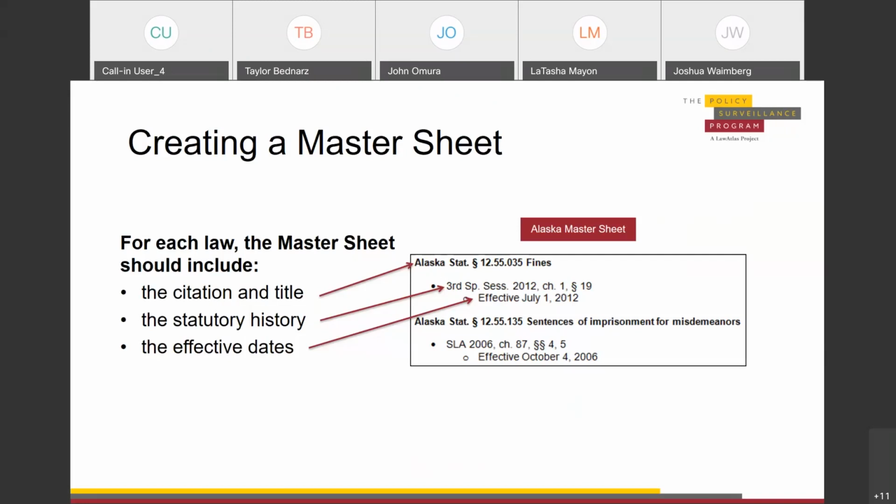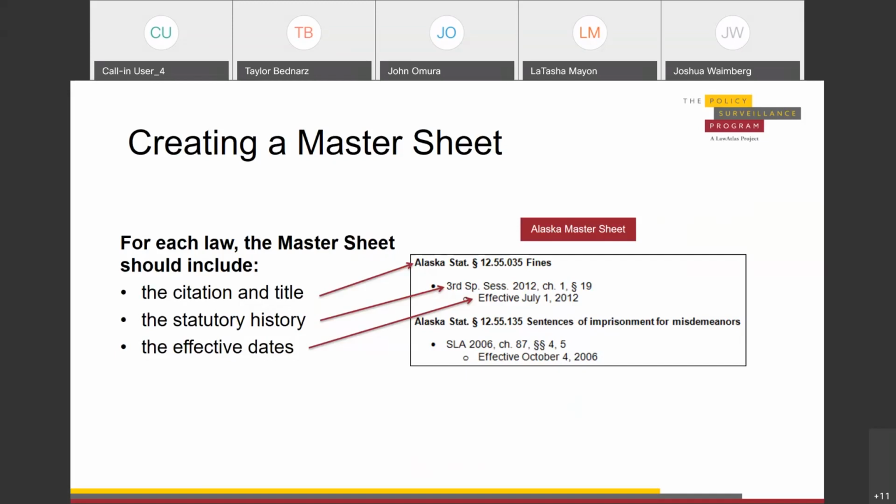It's important to keep this document as it keeps track of all of the laws being collected as well as key pieces of information on each of these laws. And then this master sheet facilitates the rest of the research and coding process. As I just mentioned, one master sheet is created for each jurisdiction, and in each master sheet you record the citation, the statutory history, and the effective date of each law.